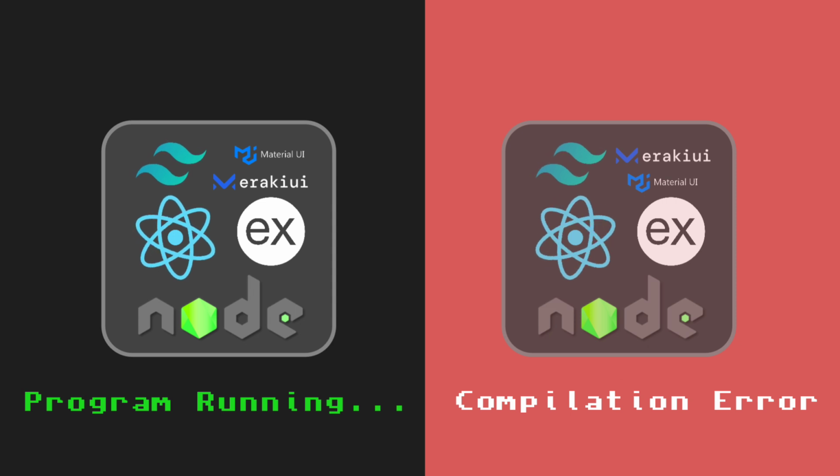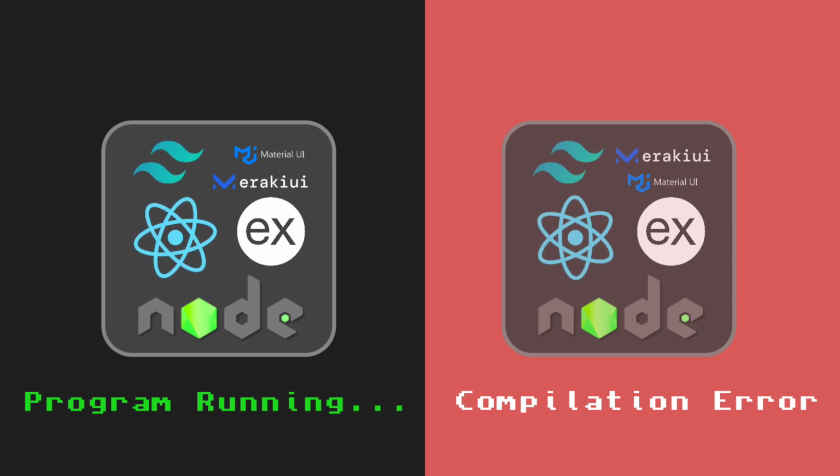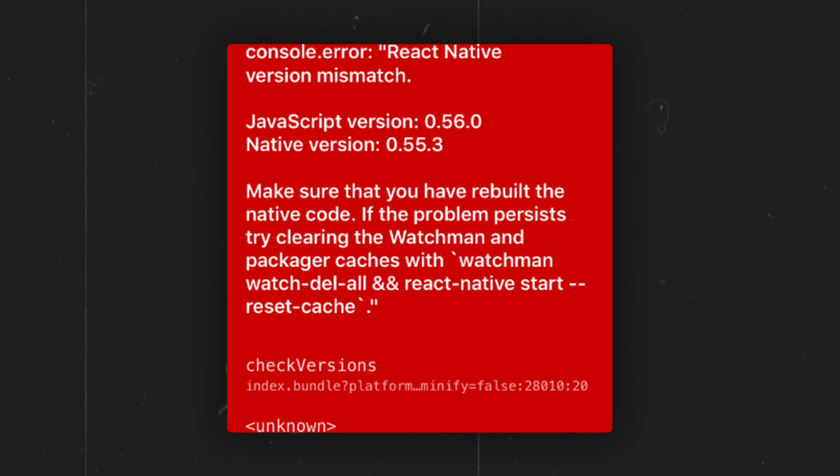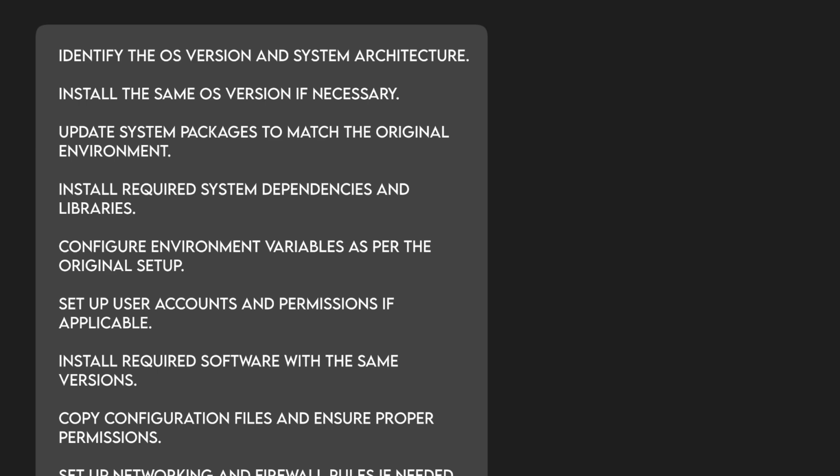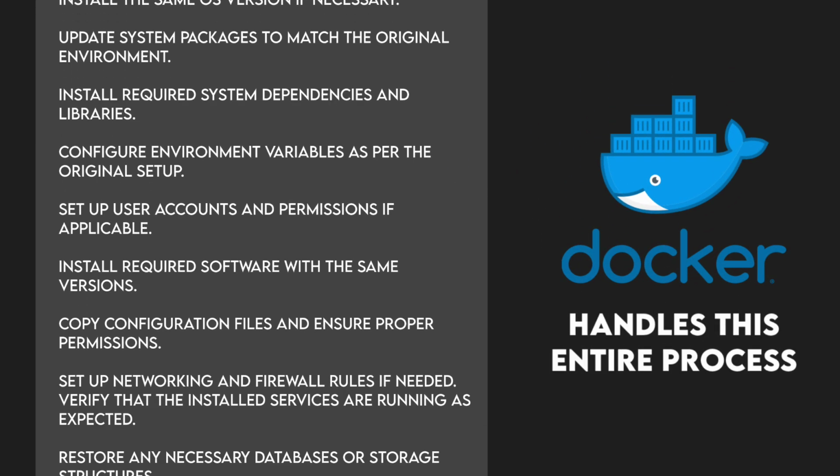This problem often arises from small but crucial differences like missing dependencies or version mismatch. It's frustrating, time consuming, and something every developer has experienced. This is where Docker becomes a game changer. It simplifies the entire process by creating a standard environment for your app.